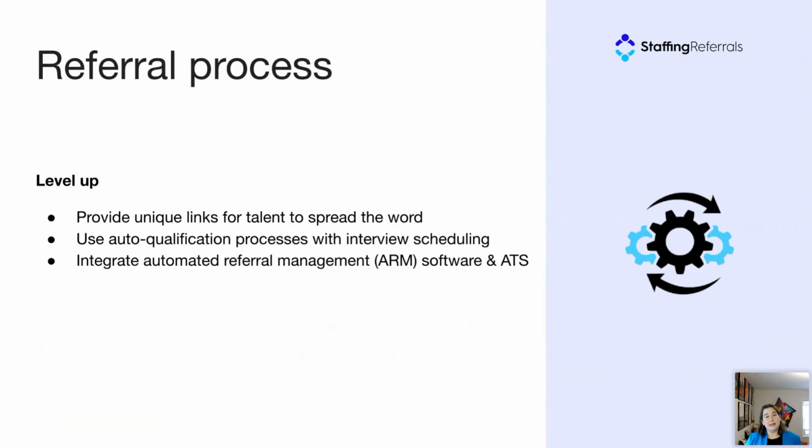They can provide unique links for your talent to spread the word, so it's really easy for them to shoot it out on social media or in text. They can do auto-qualification processes with interview scheduling. So, imagine your recruiters log in the morning to find interviews with qualified talent already on your calendar. It's the dream, right? You can also integrate automated referral management software with your ATS, so a lot of these things can just happen behind the scenes.